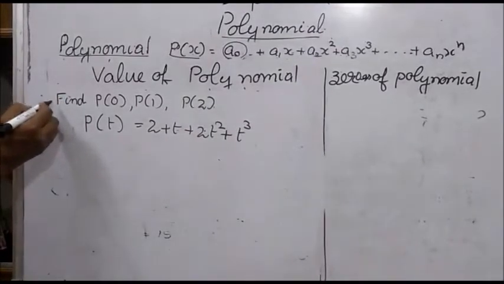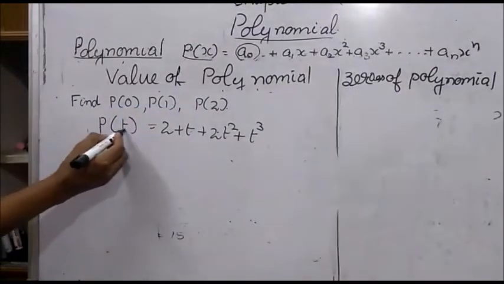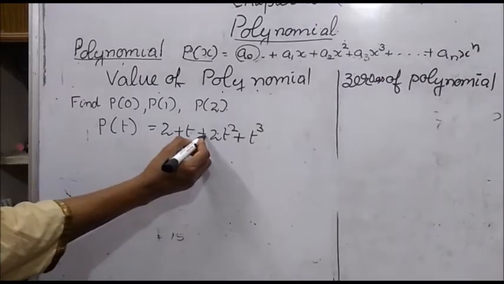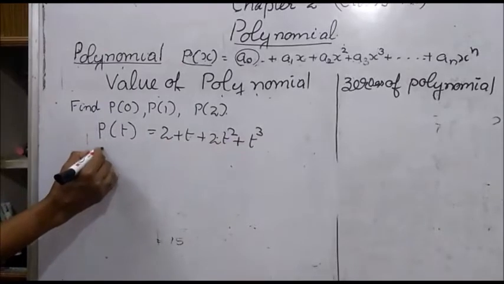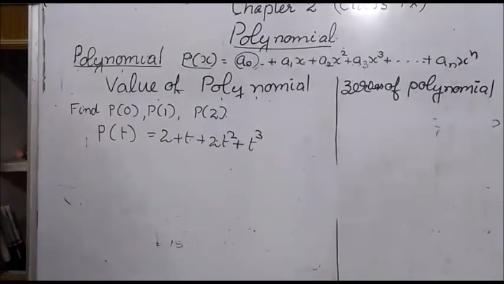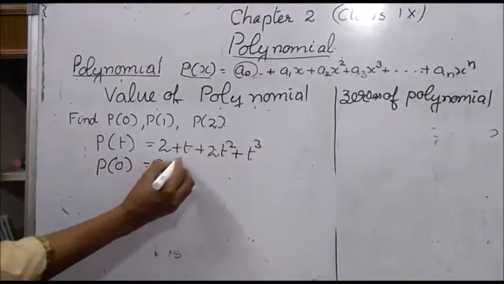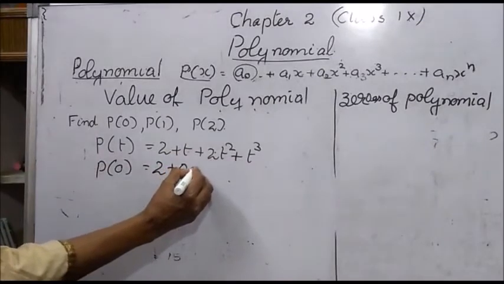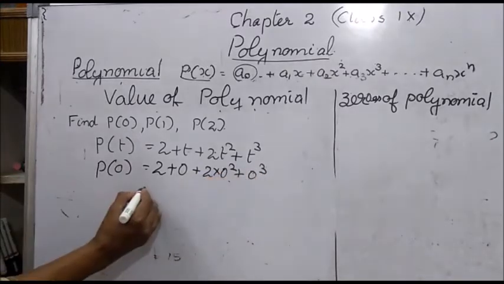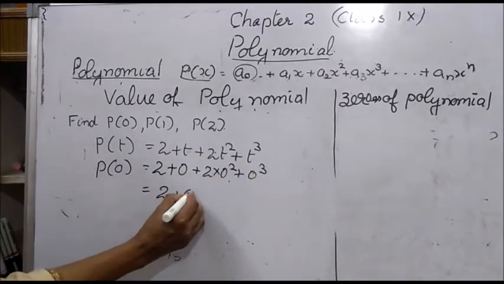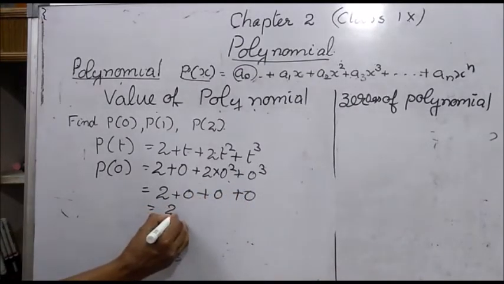Now one more example. Find the value of p of 0, p of 1, p of 2, if P of t equal to 2 plus t plus 2t square plus t cube. First P of 0. In place of t we will put 0: 2 plus 0 plus 2 into 0 square plus 0 cube. That is equal to 2 plus 0 plus 0 plus 0, which is equal to 2.